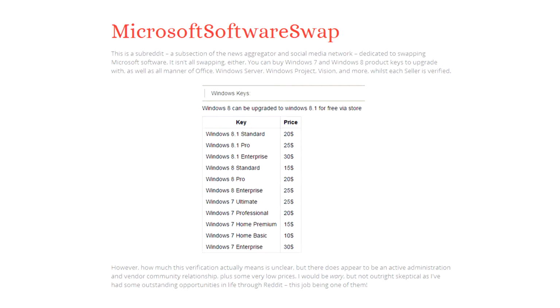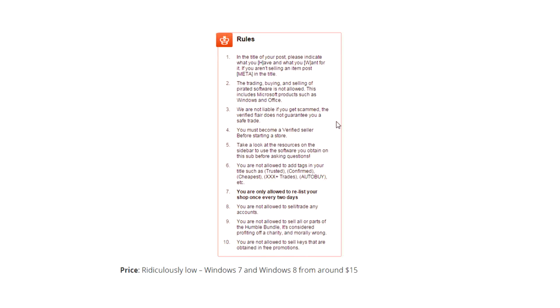Now, Microsoft Software Swap is a subreddit, which is a subsection of the news aggregator and social media network Reddit, and this is the only website which is offering Windows 7 and Windows 8 at a very low cost of only $15.